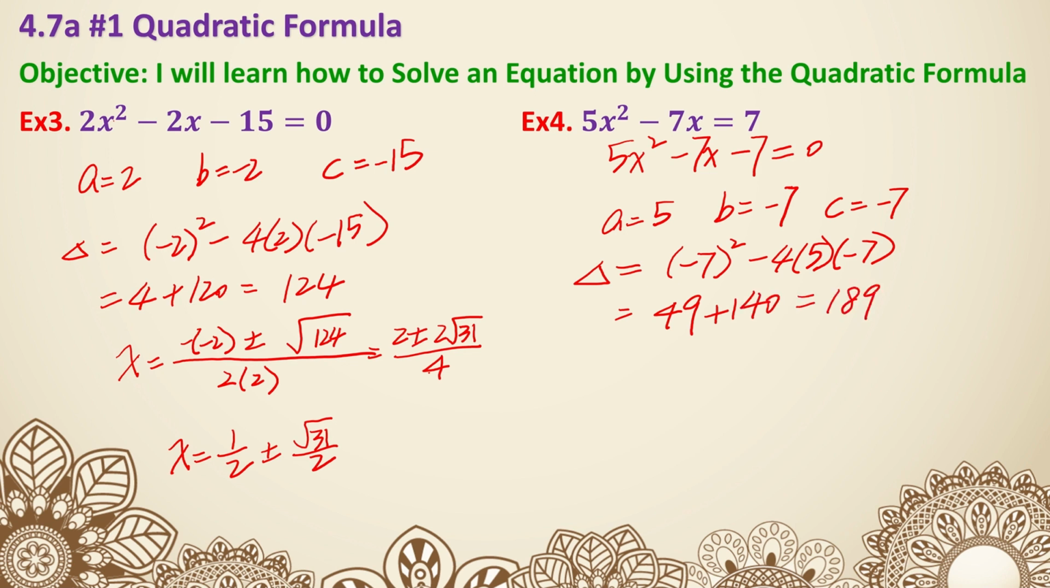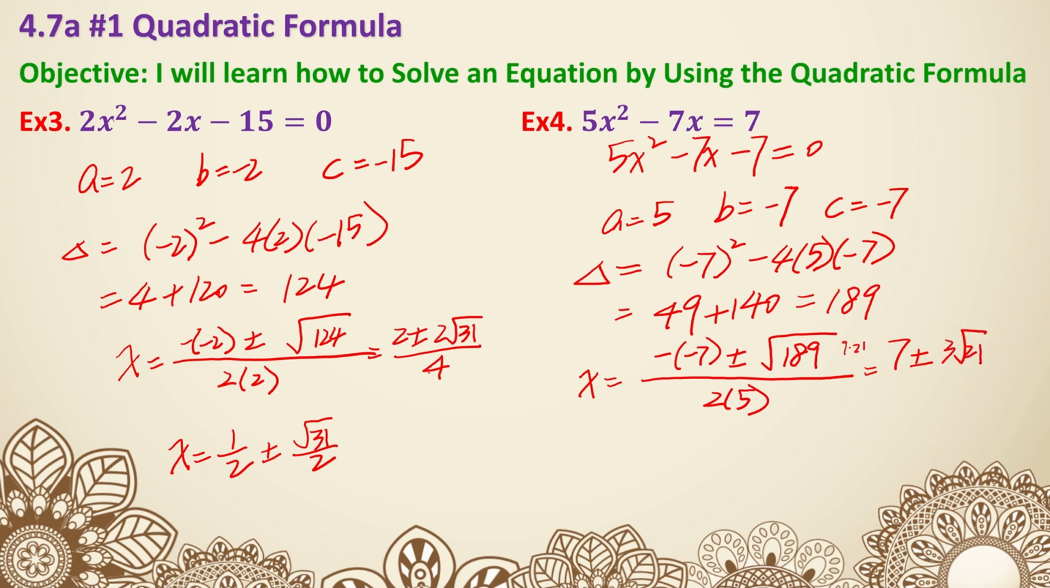Altogether, 189. x equals negative b, so it's the negative of negative 7, plus or minus the square root of 189, all over 2 times 5. It's going to be a positive 7 in the front, plus or minus the square root of 189, which is actually 9 times 21. So we'll have 3 square root of 21 all over 10.